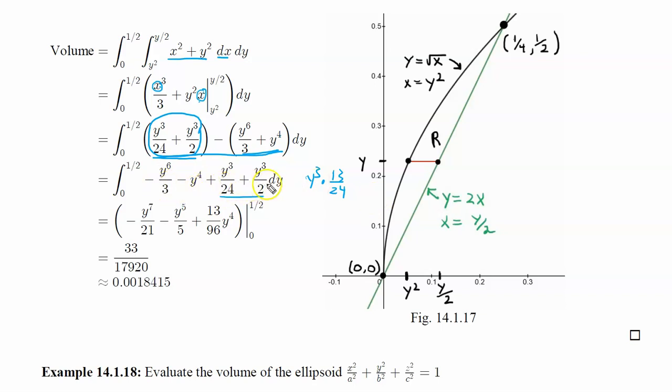Now, integrate this with respect to y. You're going to get negative y to the 7th over 21. That's the antiderivative of this piece first. Antiderivative of this is y to the 5th over 5. And the antiderivative of this is going to be y to the 4th times 13 over 96. Put in 1/2 and 0 in for the y's, subtract, and you will get the same result that we got previously. And there you go. So that's how you set this problem up with respect to two different orders of integration.